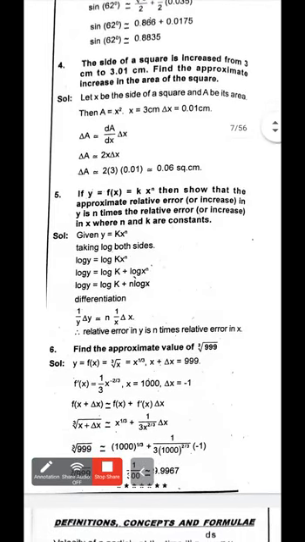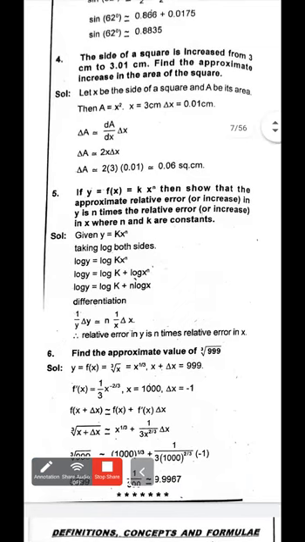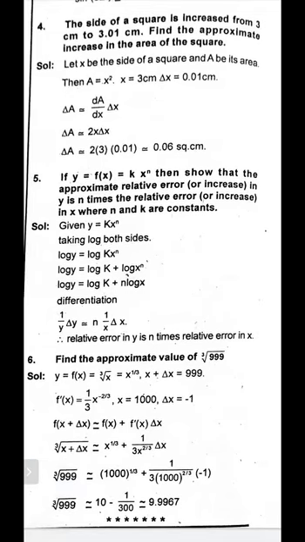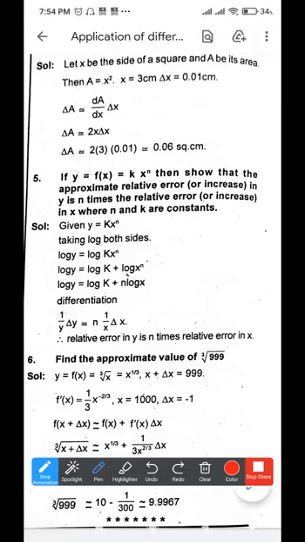If y is equal to f of x, which is equal to k into x power n, then show that the approximate relative error in y is n times the relative error in x, where n and k are constants. Y is equal to k x power n is given to us, taking log on both sides. How should we know when to take log on both sides? Whenever it is given to us that something is in power.